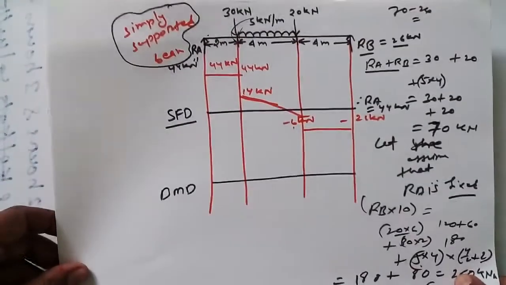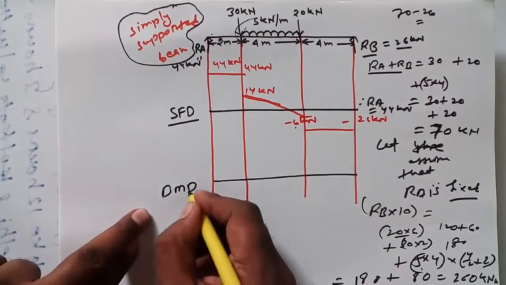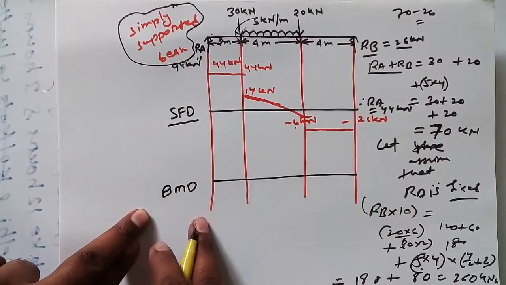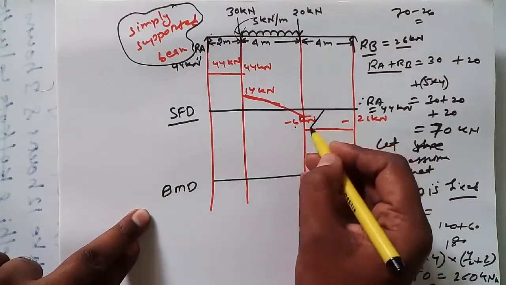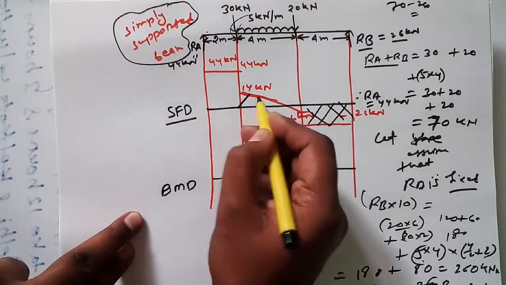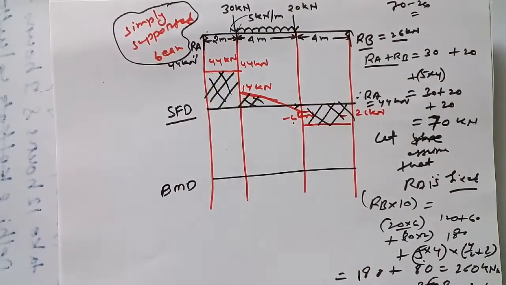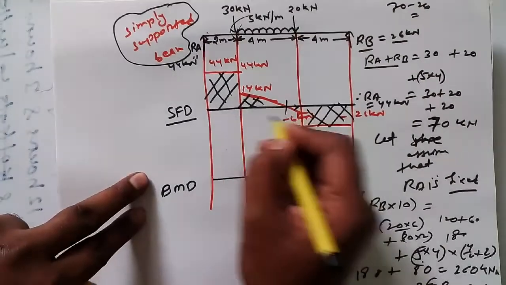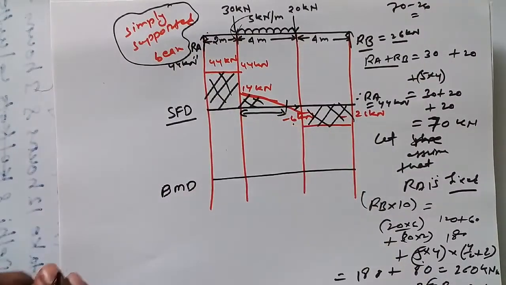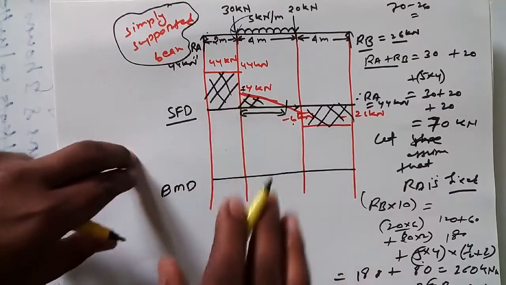Okay, no problem. I can show you how we can draw a bending moment diagram for this question. So this is the bending moment diagram. Now here we have to find out the area of this one, and the area of this one, and this one, and this one. First I have to find out the distance covering here. So what we have to do, total load is acting here.